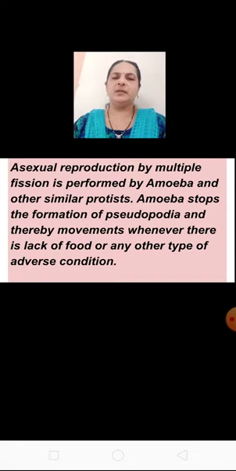But in unfavorable conditions like lack of food or any adverse condition, what will happen? The amoeba will stop the formation of pseudopodia and it will become round in shape. The pseudopodia are finger shaped, that will stop, and it will become round in shape, then the movement will stop.